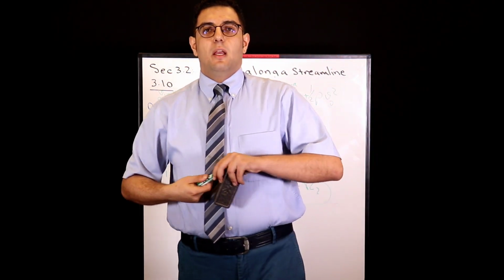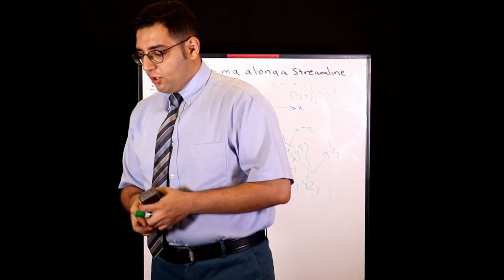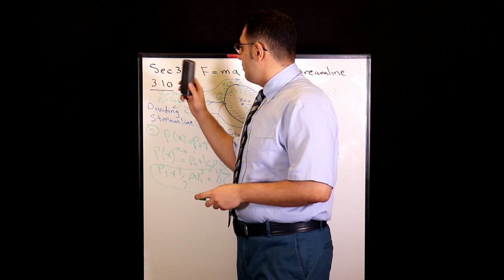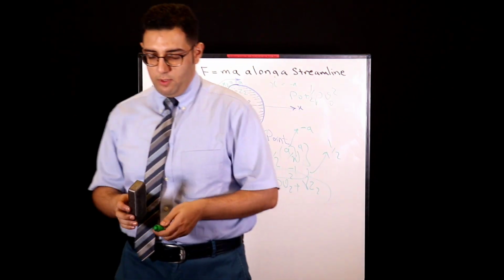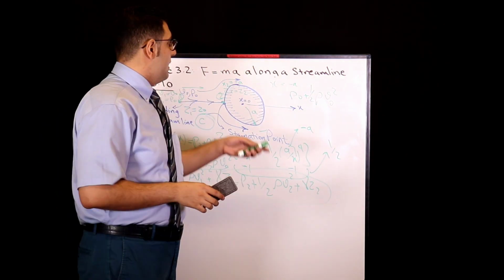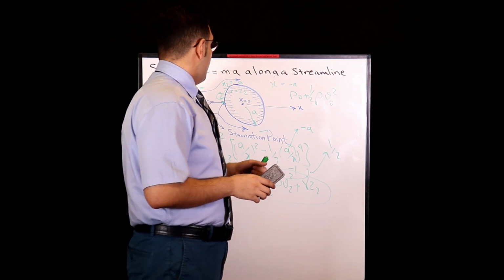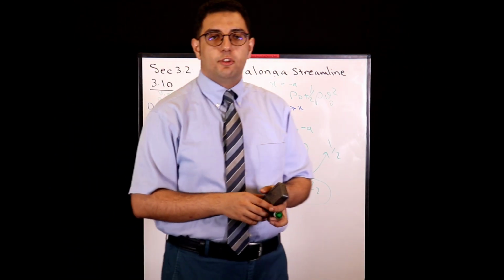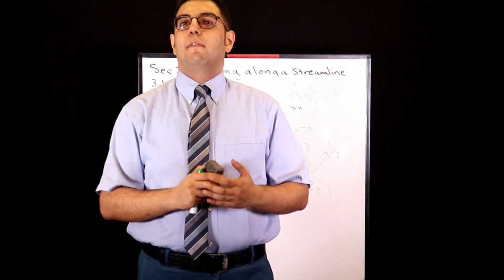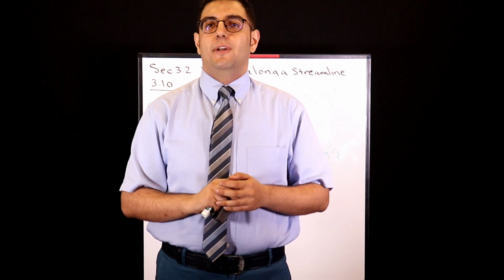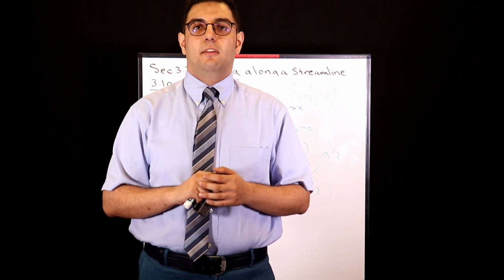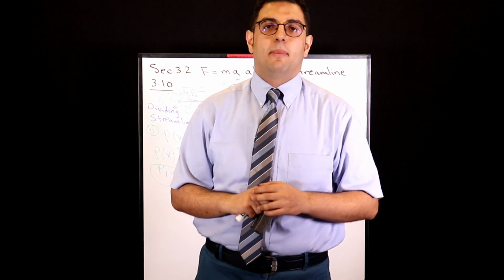So this was the whole solution for question 3.10 from section 3.2 of chapter 3, which was F equals MA along a streamline. I hope you have grasped the whole thing, and I really appreciate that you have accompanied me through this video.